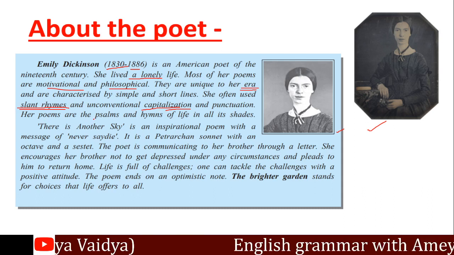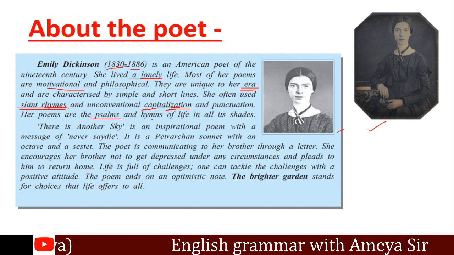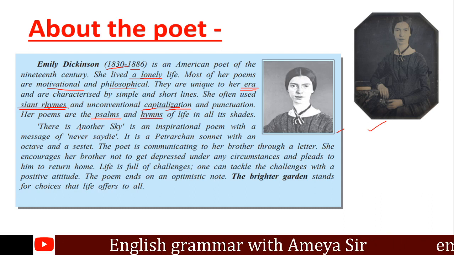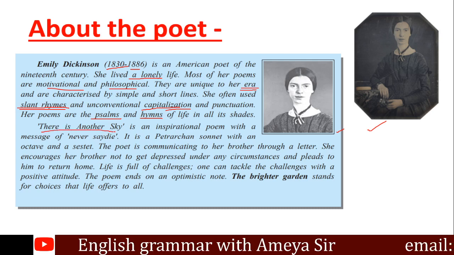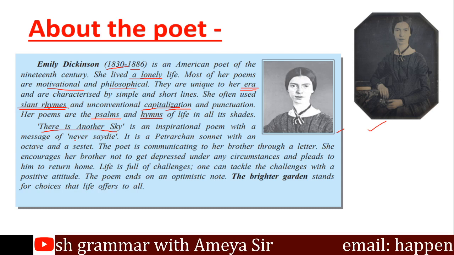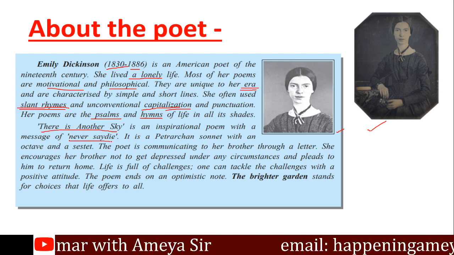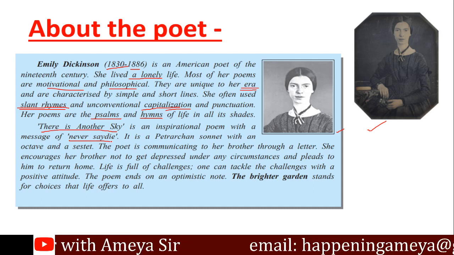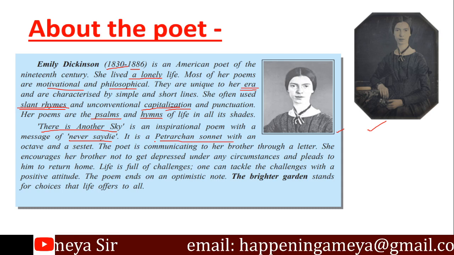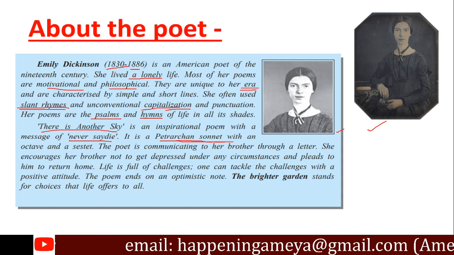Her poems are psalms. Guys, this word is psalm with a silent p, and hymns, that is your stotra or the prayers of life in all its shades. There Is Another Sky is an inspirational poem with a message: never say die. This can be written with hyphens as well: never-say-die. That's the attitude, a never say die attitude. It is a Petrarchan sonnet. I told you it's known as an Italian sonnet as well, but the rhyme scheme doesn't exactly justify that.